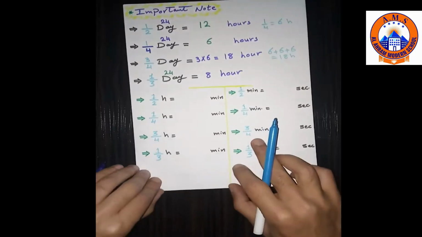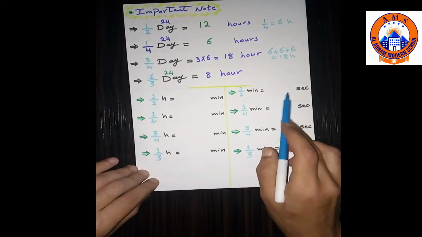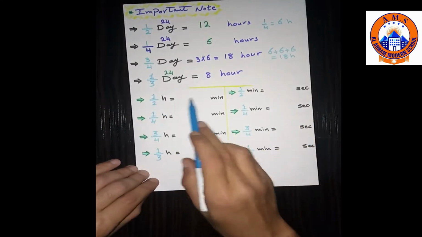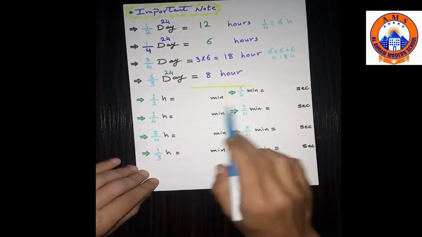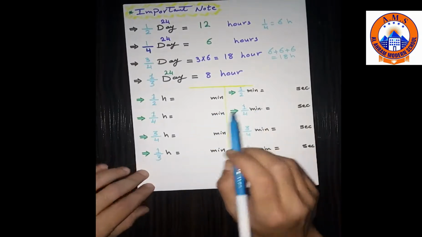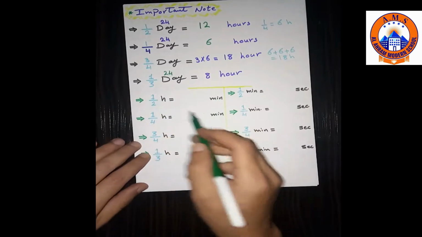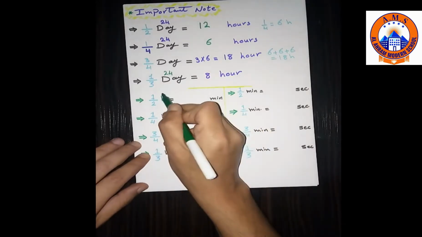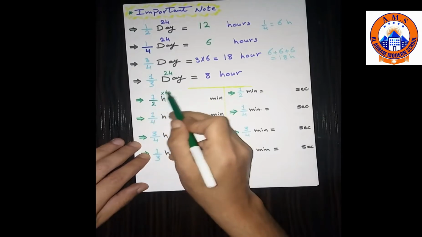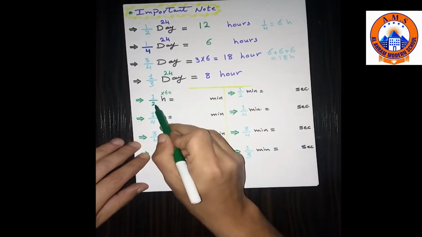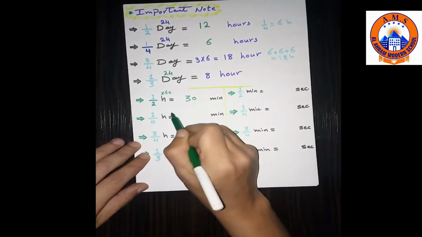The last note, to change from hour into minute, and from minute into second. As we said before, the hour contains 60 minutes, and each minute contains 60 seconds. So the answer in both of these columns will be the same. First one, half of an hour equals how many minutes? To change from hour into minute, we multiply by 60. But we have over 2, so we will divide 60 by 2. 6 divided by 2 equals 3, and 0 divided by 2 equals 0.